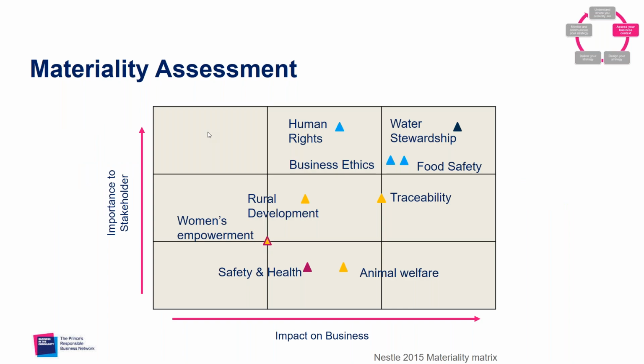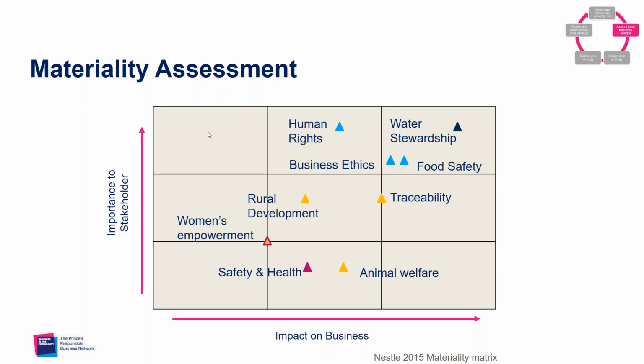And finally, in this section, the output of a materiality assessment is a matrix, which could look something like this. I said I'd look at an example. This is taken from Nestlé's materiality matrix in their reporting. So again, this helps you prioritize issues. It's important to actively manage those issues in the top right-hand corner.